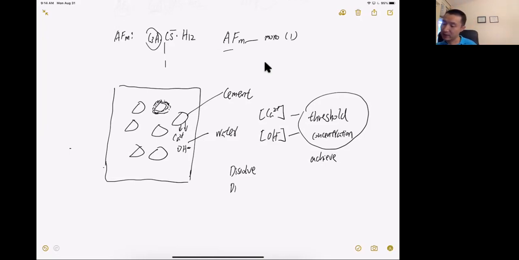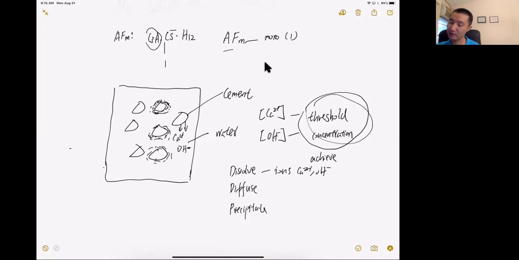The second one is called diffuse. And the third one is called precipitate. Okay. So dissolve means dissolving ions, such as calcium and hydroxide. Precipitate means when the threshold concentration is reached, hydration product will precipitate on the surface of cement grains. Okay, so the cement grain will become larger and larger. When the cement grains connect to each other, the fluid will become a solid. So concrete starts to gain strength. Okay, so that is precipitation of hydration product on the surface of the cement grain.